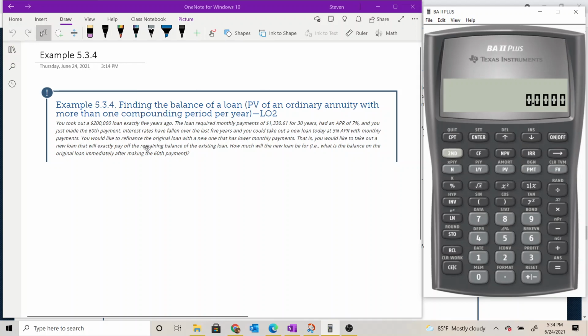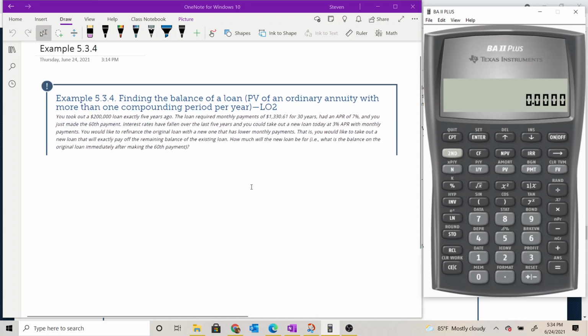You would like to refinance the original loan with a new one that has lower monthly payments. That is, you would like to take out a new loan that will exactly pay off the remaining balance of the existing loan. How much will the new loan be for? That is, what is the balance on the original loan immediately after making the 60th payment?